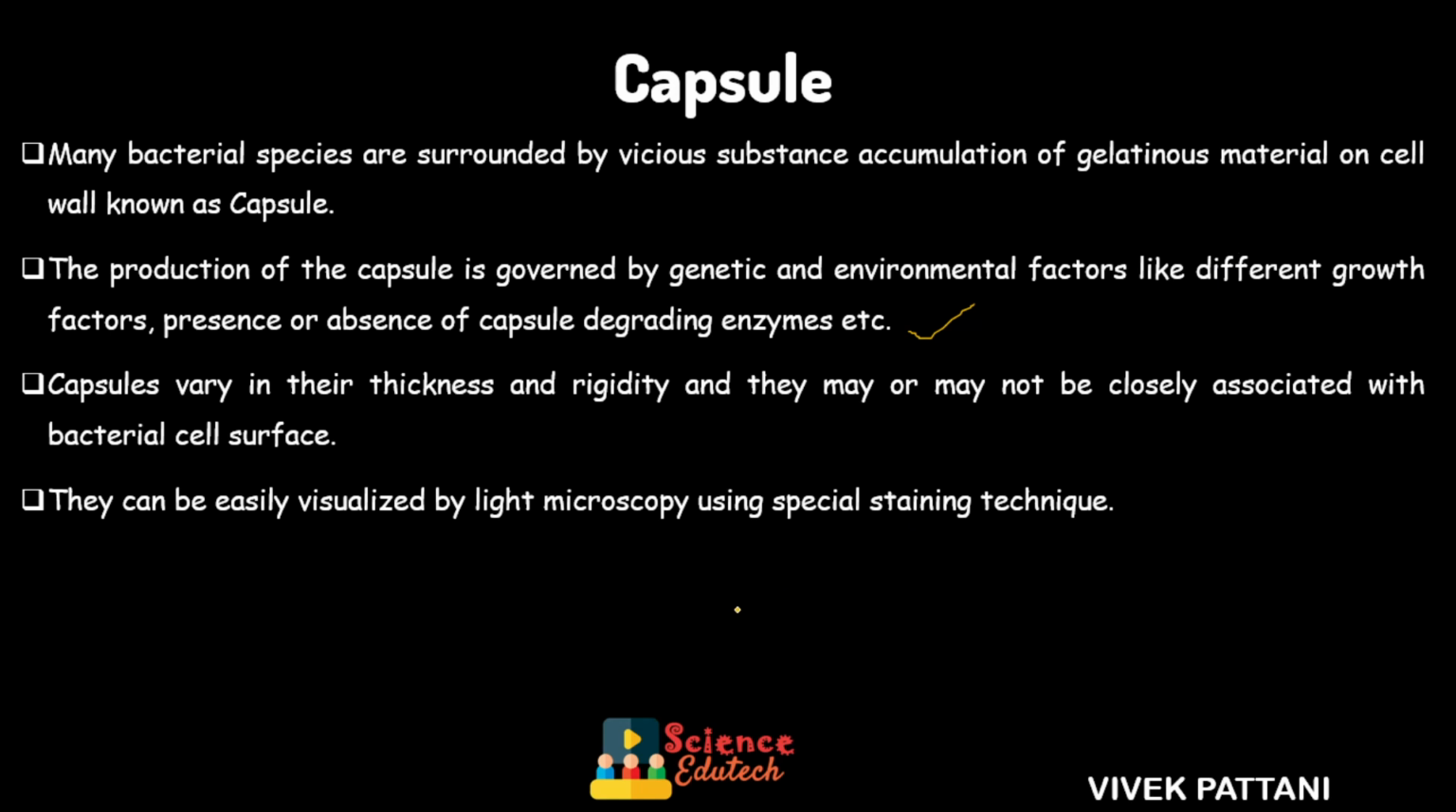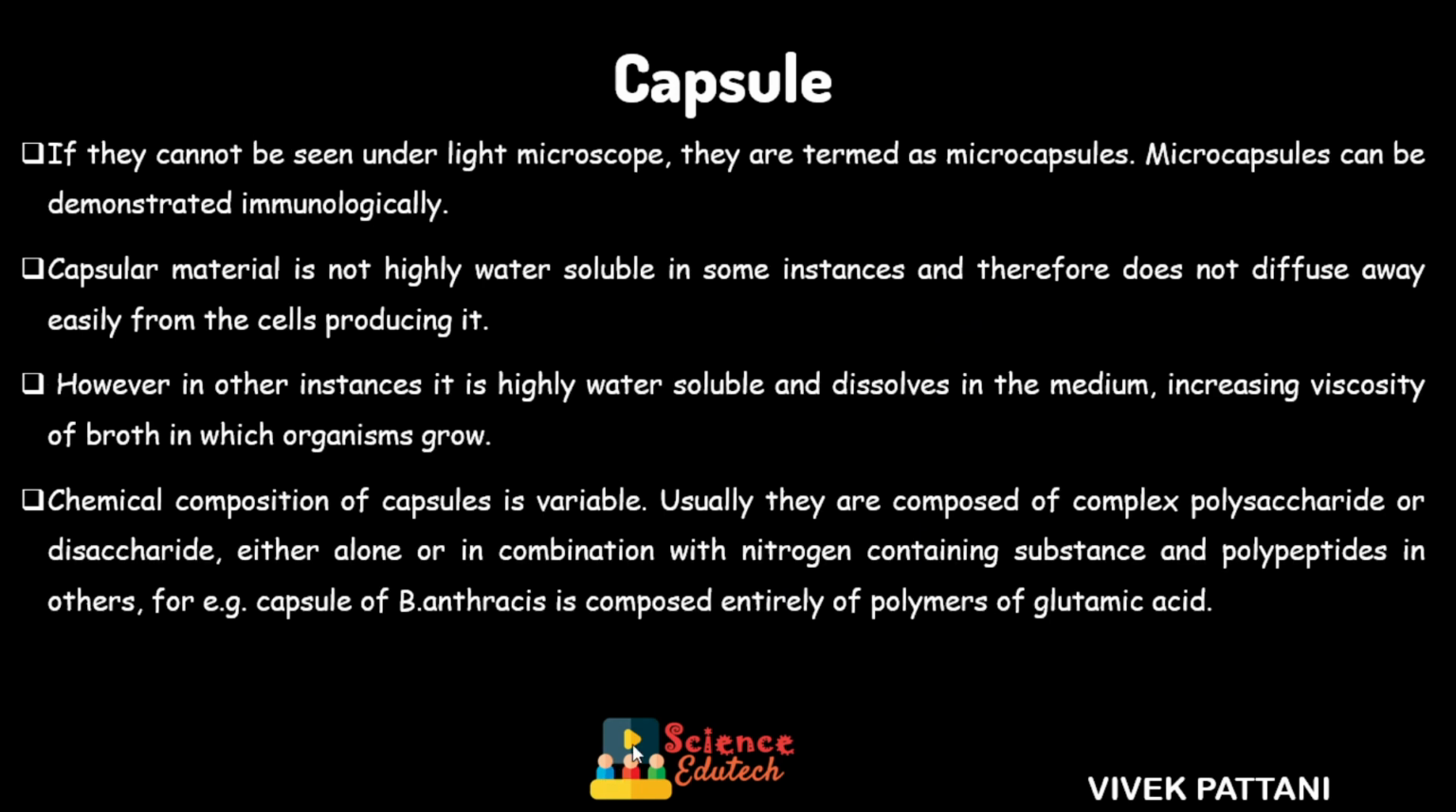The chemical composition of the capsule is variable, usually composed of complex polysaccharides or disaccharides, either alone or in combination with nitrogen containing substances, and polypeptide in others. For example, in case of Bacillus anthracis, it is composed entirely of polymers of glutamic acid.